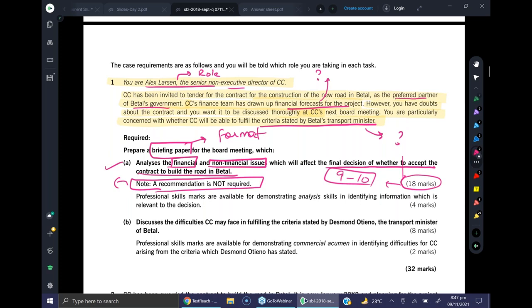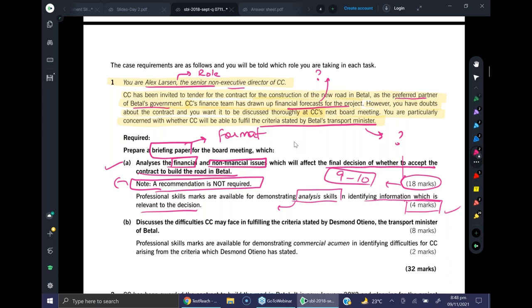Okay, professional skills marks, they will be spread throughout the 100 marks, the 20 total marks. So professional skills marks here for this requirement are available for analysis skills in identifying information which is relevant to the decision. So maybe I'm going to be using multiple exhibits. Maybe I will be explaining my points with proper reason. I will be keeping a balance of financial, non-financial issues. I might be doing some extra calculations, very quick ones. So when I do all of this, and when I explain my answers with reasons, and when I follow my format, I get analysis skills marks. And you cannot undermine the importance of these 4 marks. If you do professional skills right, that can define your passing or failing the exam actually, right?